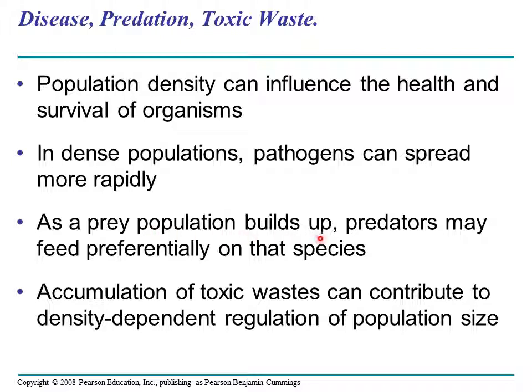Obviously, if the prey population rises, the predators are also going to rise, and that's going to control the prey population and the predator population. Obviously today we're worried about toxic waste, and that can also do it. So the more toxic waste you have in an environment, which is sometimes the result of overutilization of resources, that is going to limit your population size.